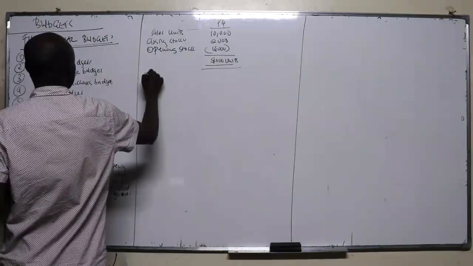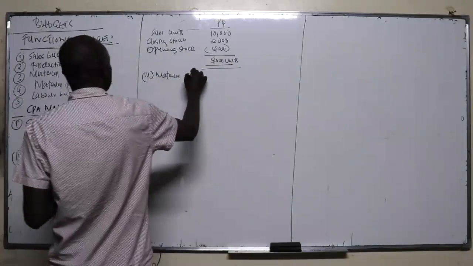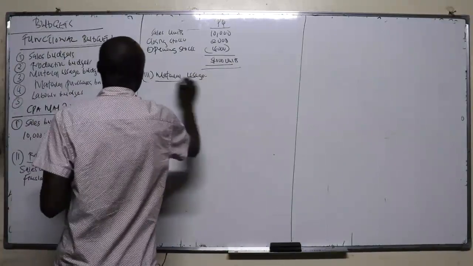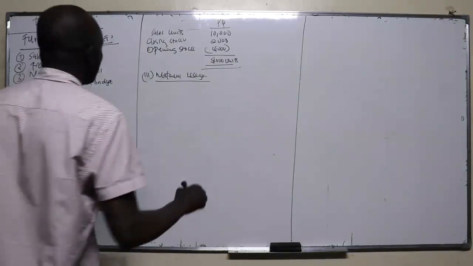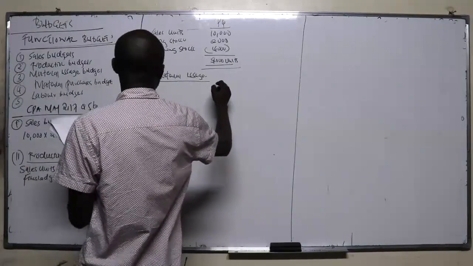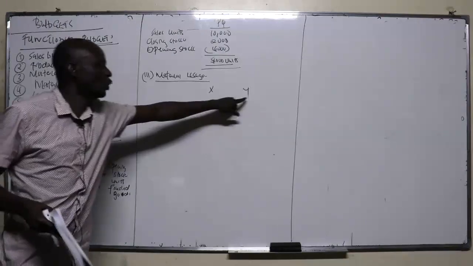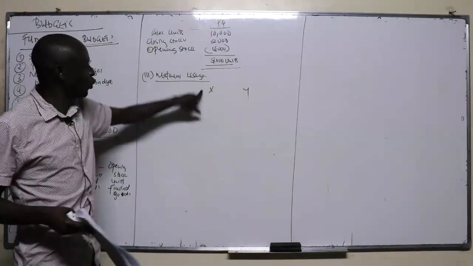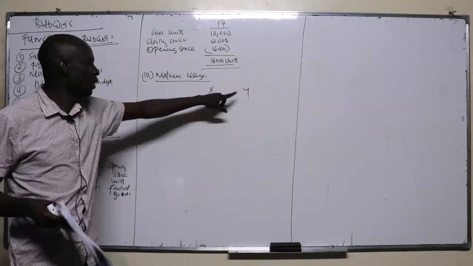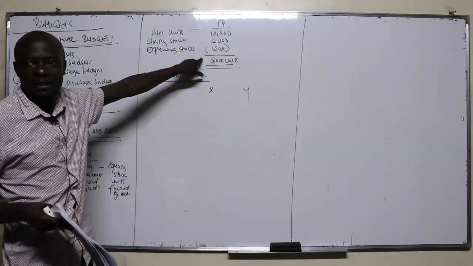Number 3, they want us to do what? Material usage. When they require material usage, that one should be the title or the heading. So there are 2 kinds of material. They have material X and material Y. When they ask you for material, that one should be the heading. Are we together? So they want you to make the material budget, the quantity of material they're going to use to produce these units, isn't it?